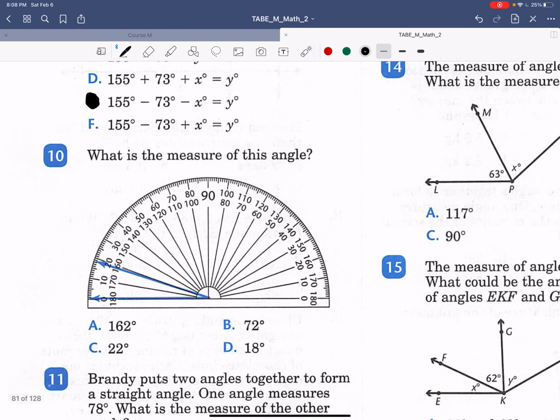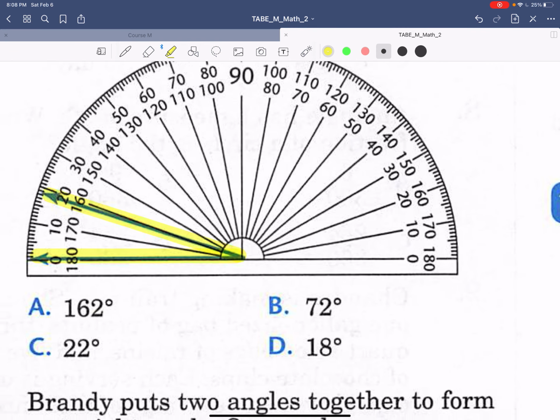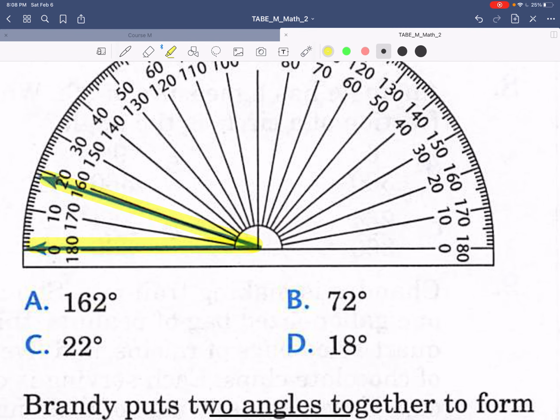Number 10, what is the measure of this angle? Well, I can tell you that it's a cute little angle because it is very small. It's not very big. 162 is way too big. 72 is too big. So I'm going to narrow it down to C or D, and let's see which it is. We are looking for this little space right in there, so not much at all.